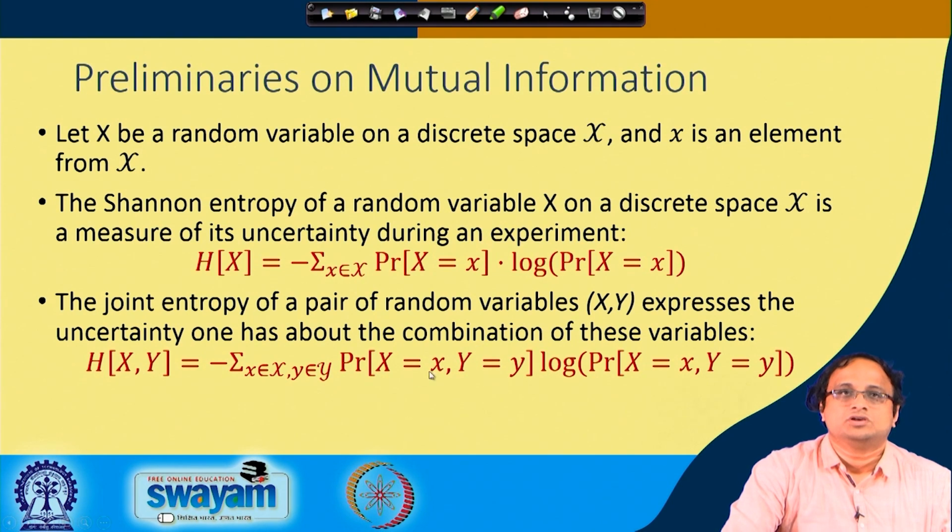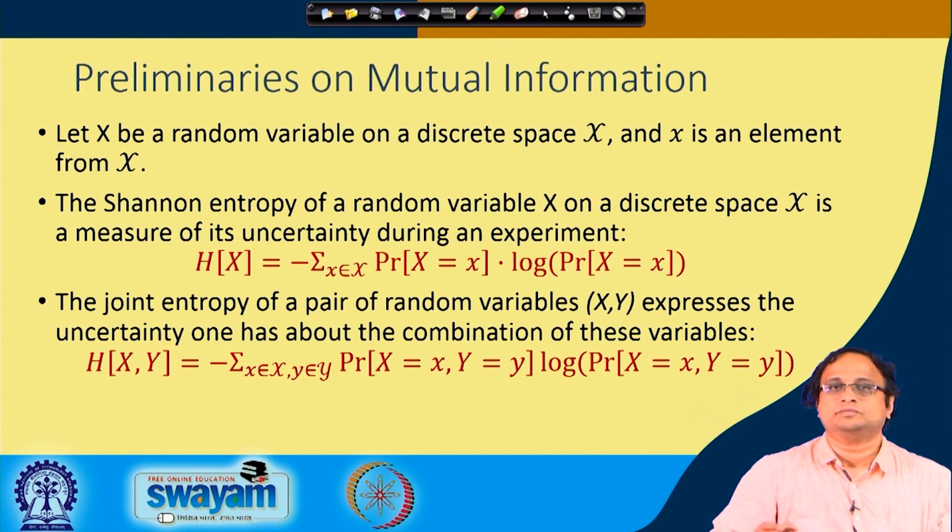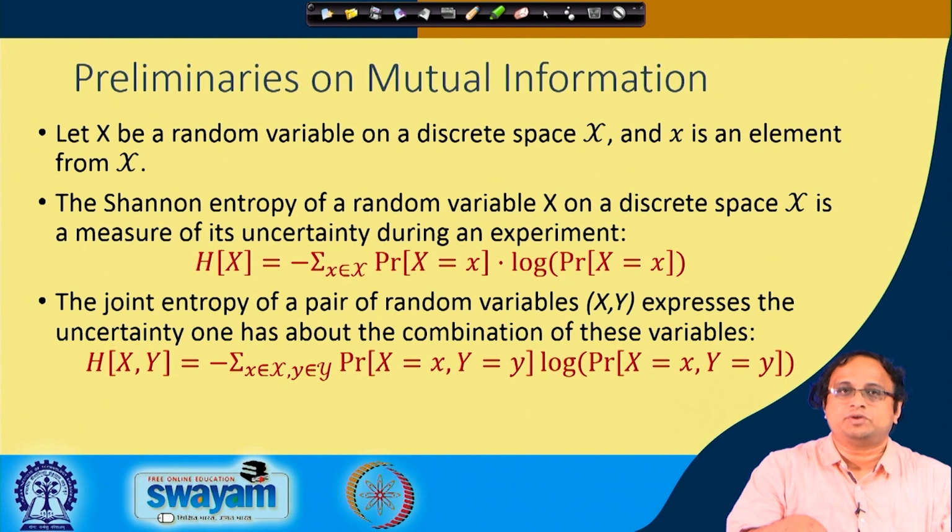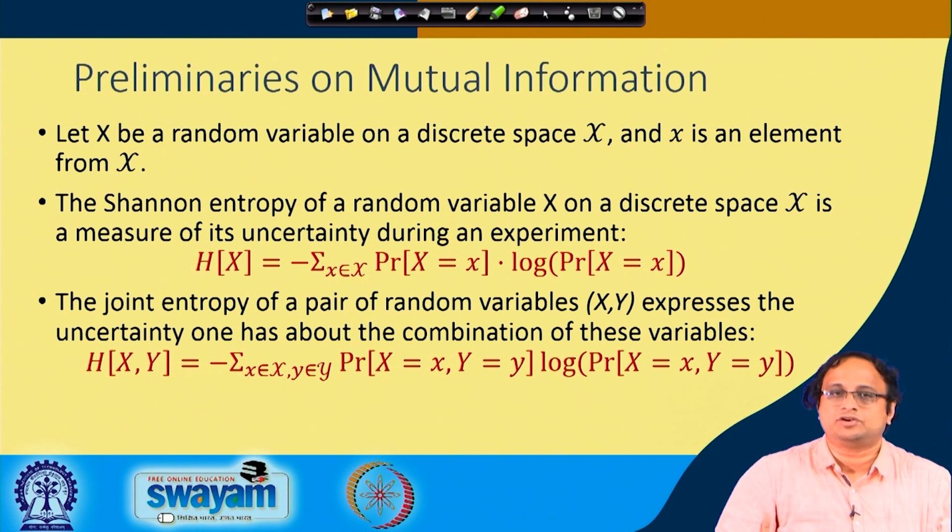Likewise we can define the joint entropy, when we have a pair of random variables like X and Y. This expresses the uncertainty one has about the combination of these variables. For example, it may happen that there are two jointly distributed random variables and some combinations never occur actually. That reduces the joint entropy.